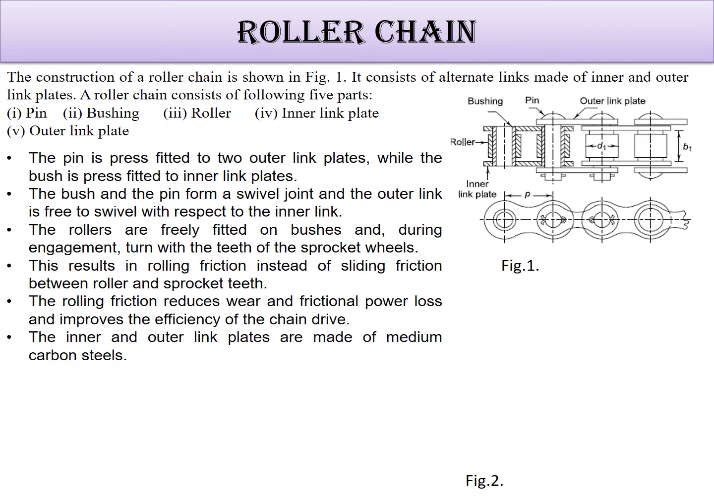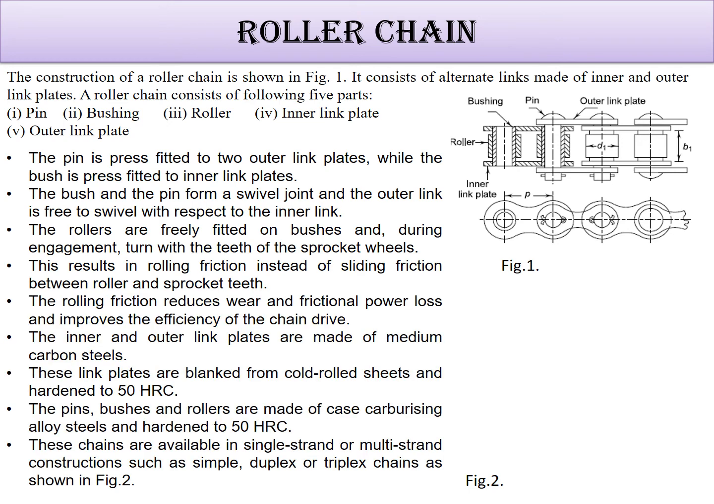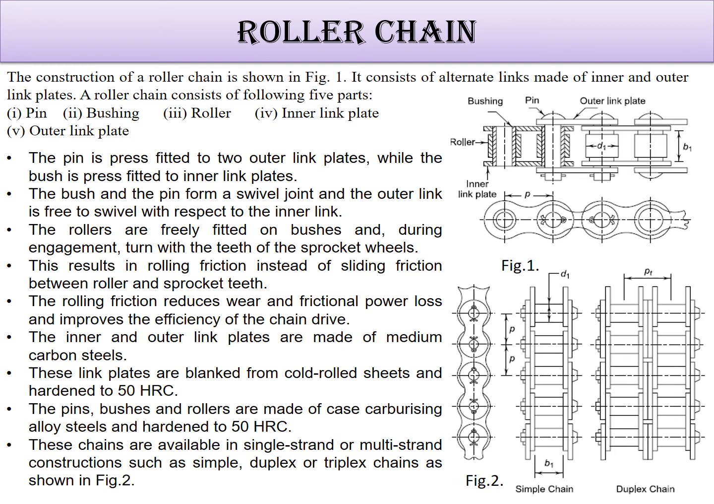Now we can see here there are so many things, different types of materials we have used. That is 50 HRC cold roll sheets we have used for forming this. We have seen the chain only in a single strand, but it can be formed in a double strand or triple strand or 4 strand. In this way it can be formed.